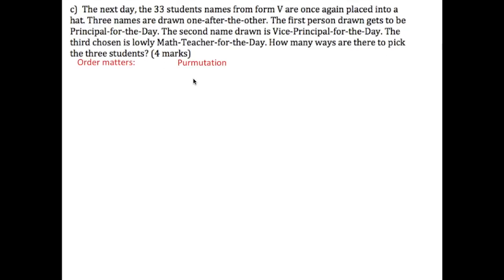Because order matters, because first place is principal, second place is vice principal, third place is math teacher, the order is important. We're talking about a permutation. We're not replacing the names after each draw, so it's a permutation without replacement. n factorial over (n minus r) factorial. That's 33 factorial over 33 take away 3, which is 30 factorial.